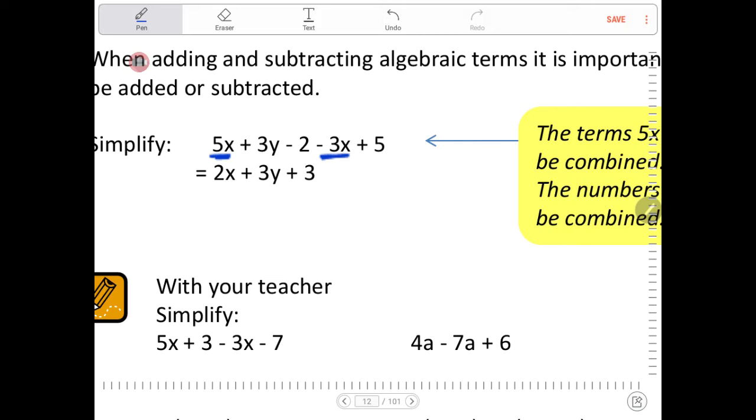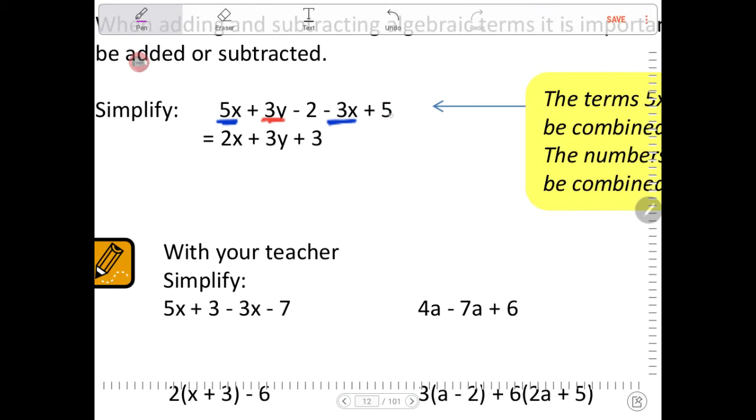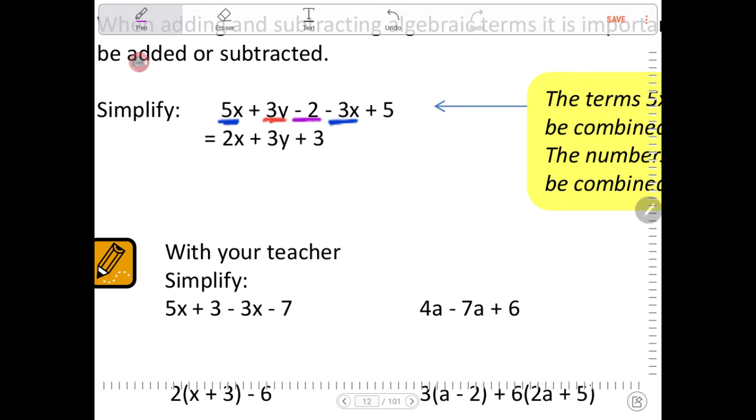Now we can see that there's a y, 3y here. Now there are no other y's here, so that's the only y. There are no other terms that are like that. Now what do we do with just regular numbers, or what we call constants? Well, they're considered like terms as well. So negative 2 is just a number, or a constant, and so is this plus 5. So those are like terms.